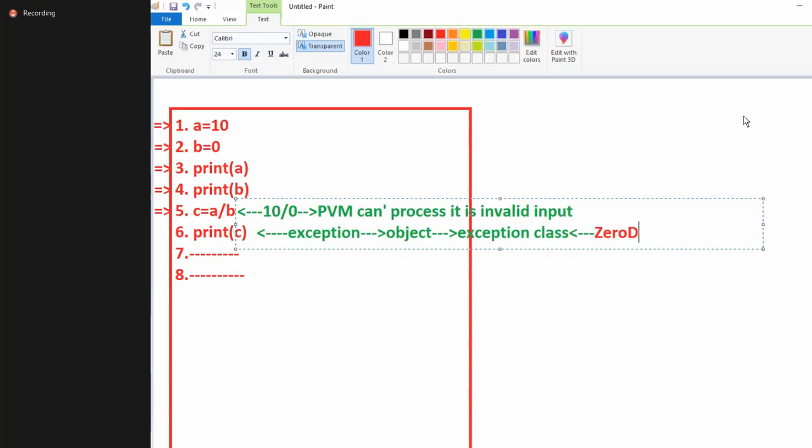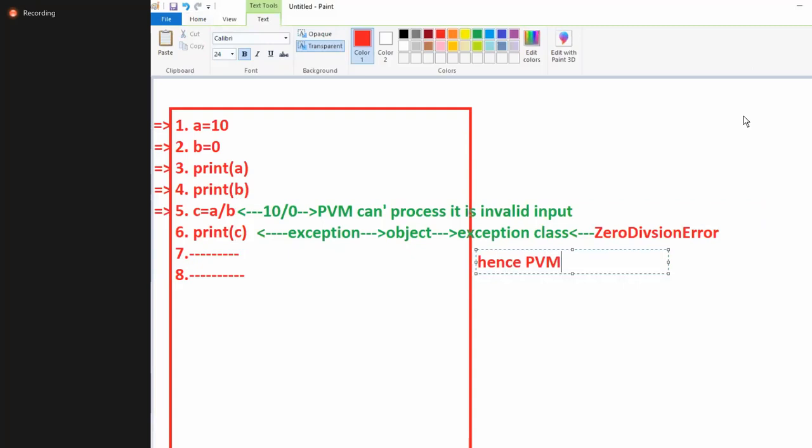If you take your own exception, ArithmeticException, somebody said, that is not Python, that is Java. If I take your knowledge, we cannot move forward. It is my advice for you, please follow my knowledge. ZeroDivisionError, Z capital. This is called the exception class name, whose object is created by the PVM. Hence, PVM creates an object of which class? ZeroDivisionError.